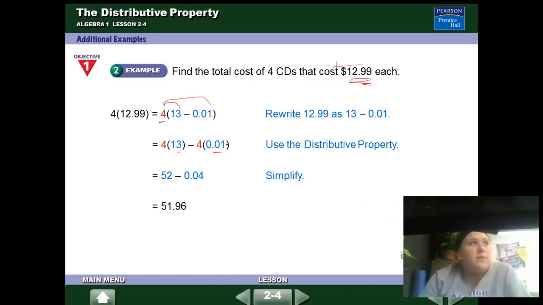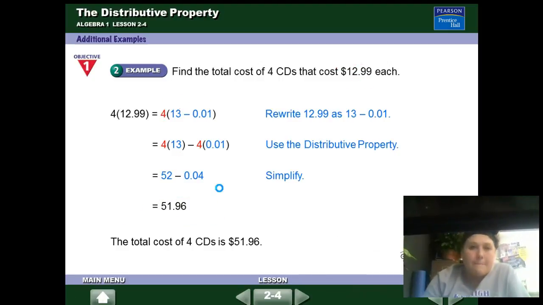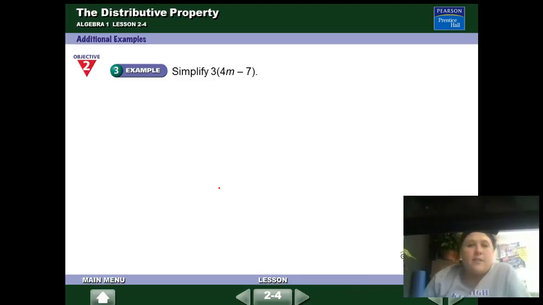4 times 13 gives you 52. And 4 times 0.01 gives you 0.04. 52 minus this simplified to 51.96. So that's what it would cost for 4 CDs. Example 3 says simplifying.